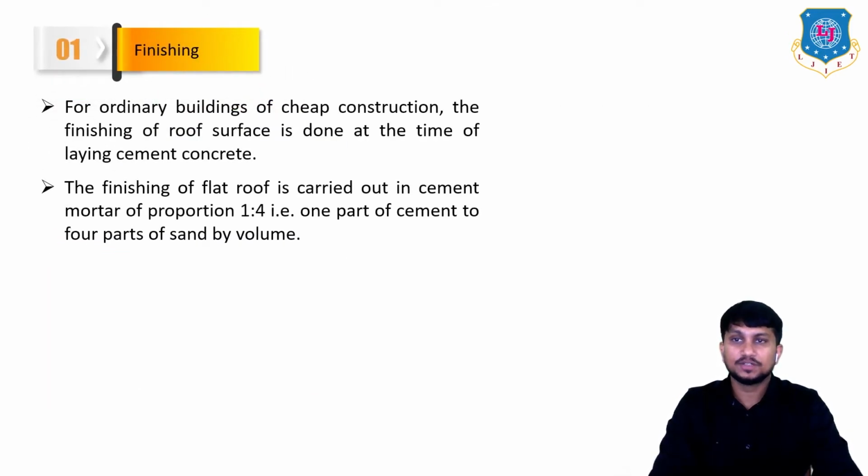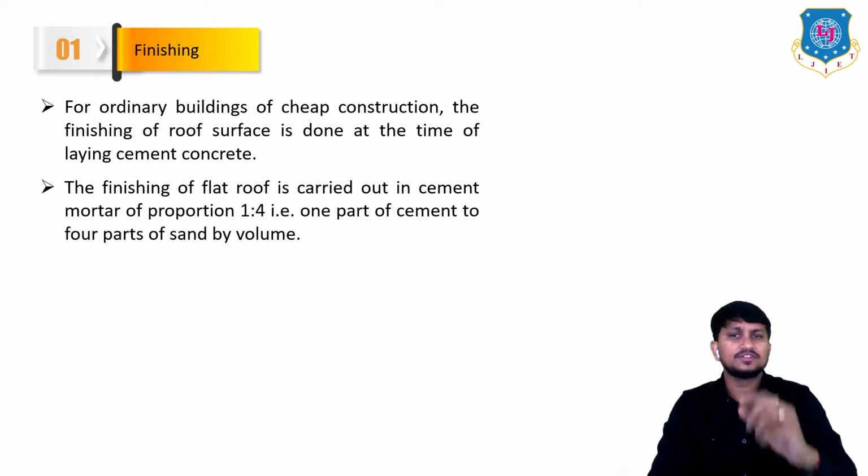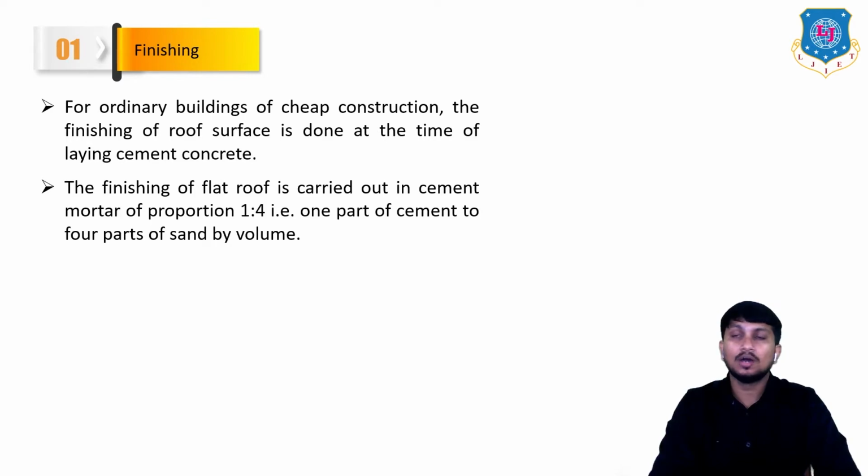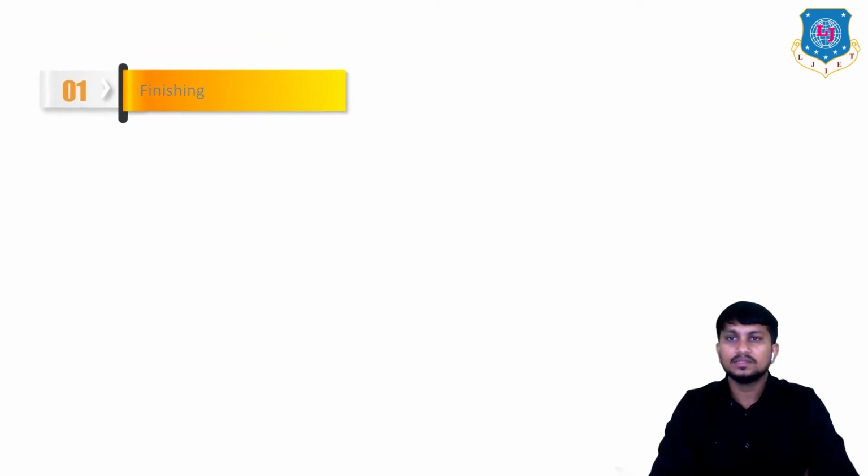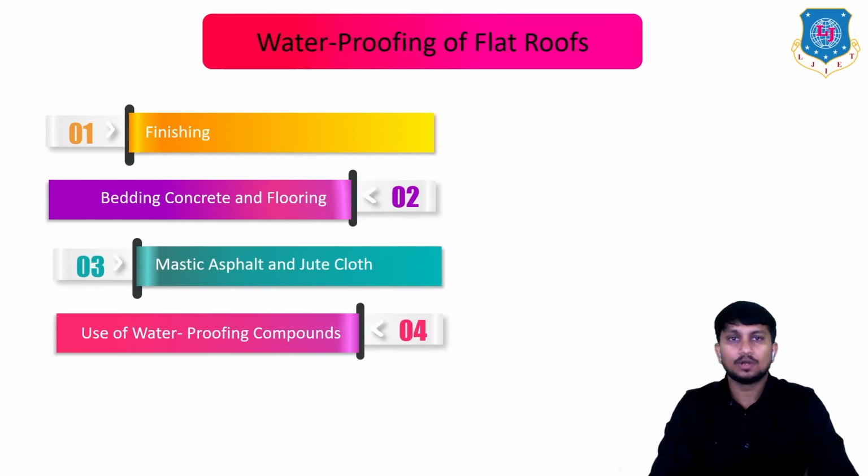First is finishing. For ordinary buildings of cheap construction, the finishing of the roof surface is done at the time of laying cement concrete. The finishing of the flat roof is carried out in cement mortar of proportion 1:4. Here one part is cement and four parts is sand by volume. So finishing should be proper, with the proper proportion of cement mortar. Second is bedding concrete and flooring.